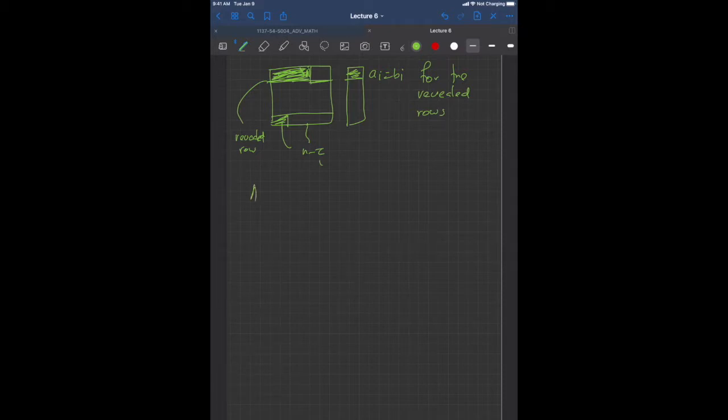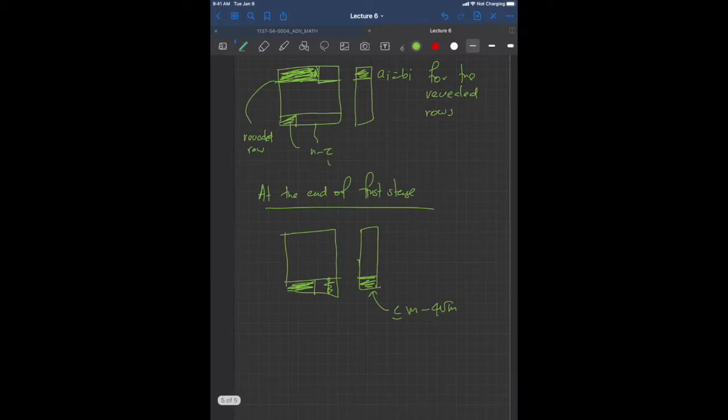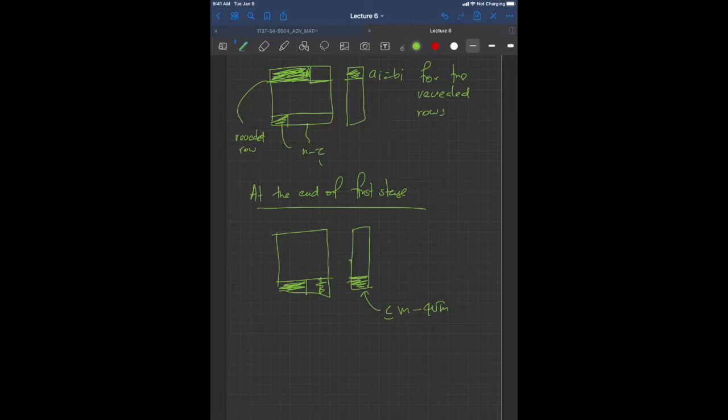So remember, at the end of the first stage, the information revealed on the columns is something like what? This is less than m minus, let's say, 4 square root m. And then what we are going to do is, for every revealed row, so maybe this is a revealed row, there's a lot of information leaked here, we are going to set this bit to be equal for both Alice and Bob. Maybe in the first stage they did not speak about this bit, so maybe this bit was not accounted for in the m minus 4 square root m. So we are revealing an additional bit of information on the column vectors, right?